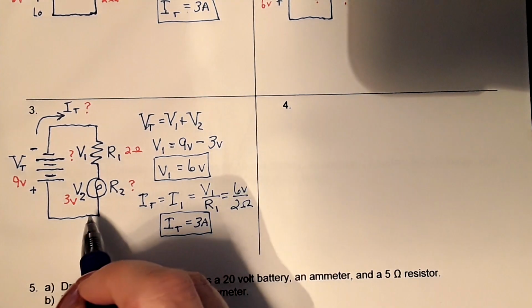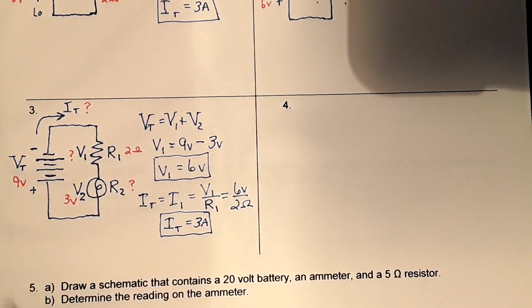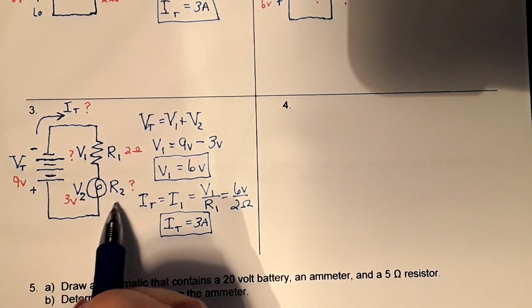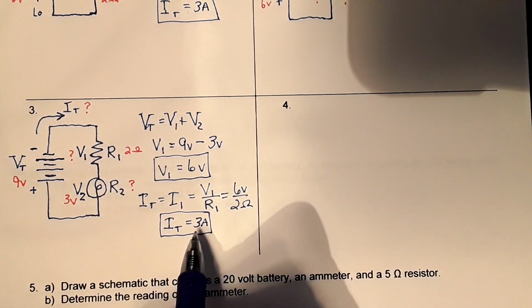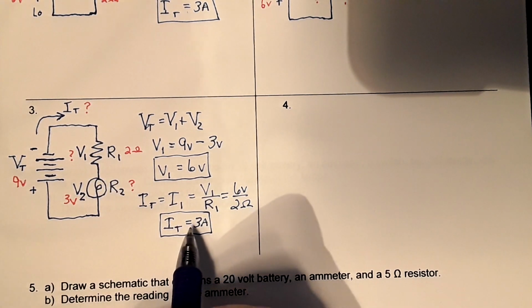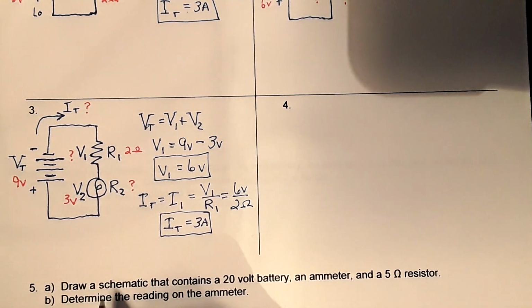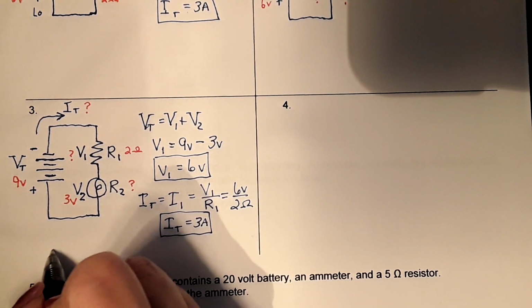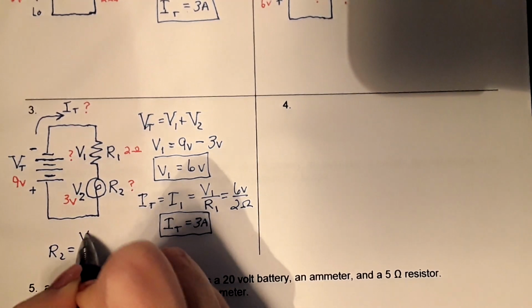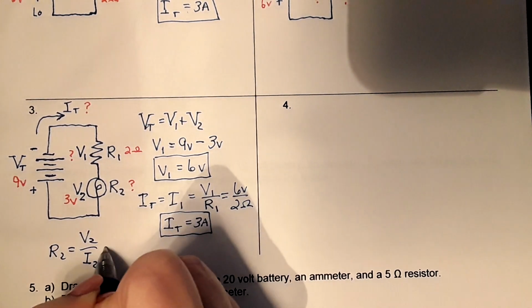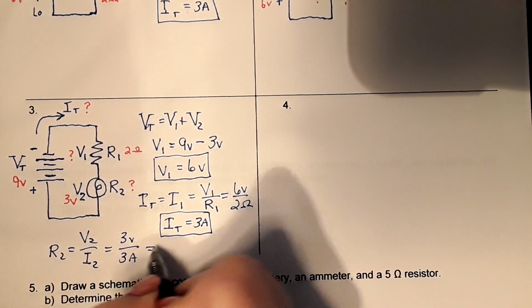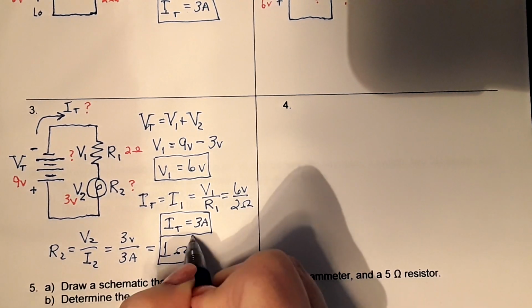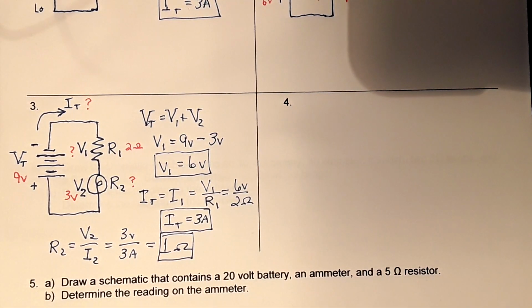All right. And finally, right here, to get R2, all we have to do is realize the current going through R2 is the same as R1. It's 3 amps because it's the same all the way around the circuit. So we're going to say R2 equals V2 over I2. So that would be 3 volts divided by 3 amps, or 1 ohm of resistance in that filament. There we go. And we did it. It's like a little puzzle.